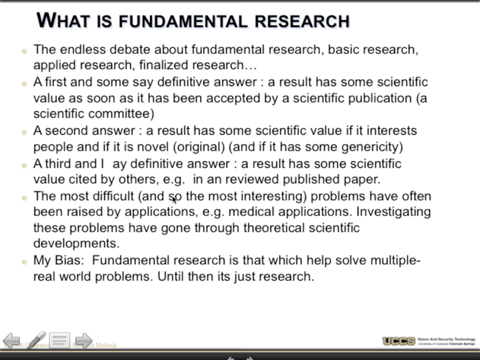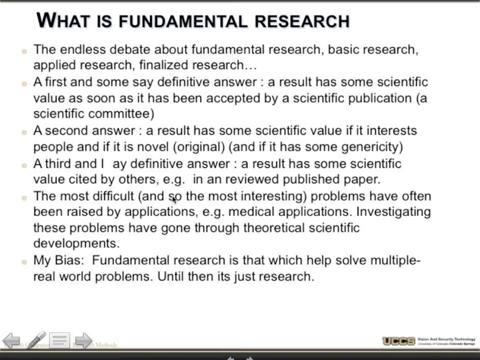So in some sense, the most difficult and maybe the most interesting problems have often been raised by applications, medical applications, commercial applications. Investigating those properties, which then go through a theoretical scientific development, can turn into something really powerful. So my bias, and the way I view things, is that research is only fundamental if it helps solve multiple real-world problems. Until then, I just consider it research or basic research.